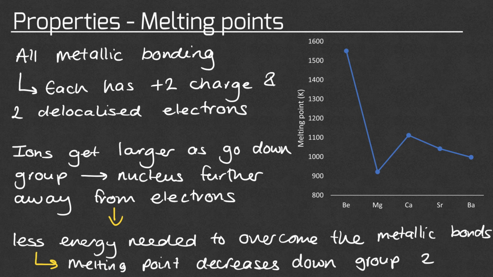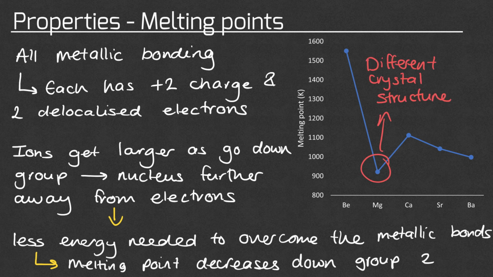And this is why the melting point decreases as you go down group 2, because whilst all the group 2 elements have got a 2+ charge and 2 delocalized electrons, the metallic bonding gets weaker as you go down because the ions get bigger, the outer electrons, those delocalized electrons, are a greater distance away from the nucleus, therefore a lower force of attraction, those electrostatic forces are weaker, therefore less energy is needed to overcome those metallic bonds.